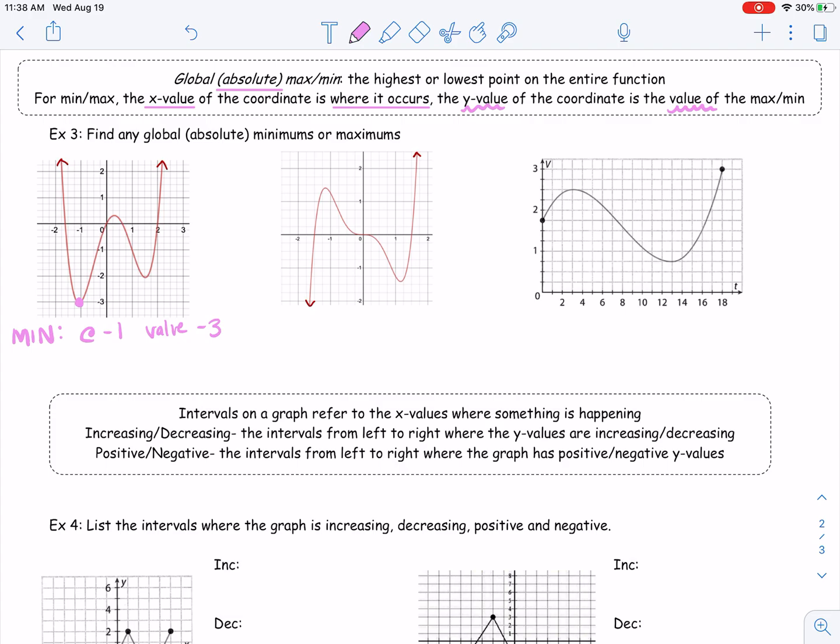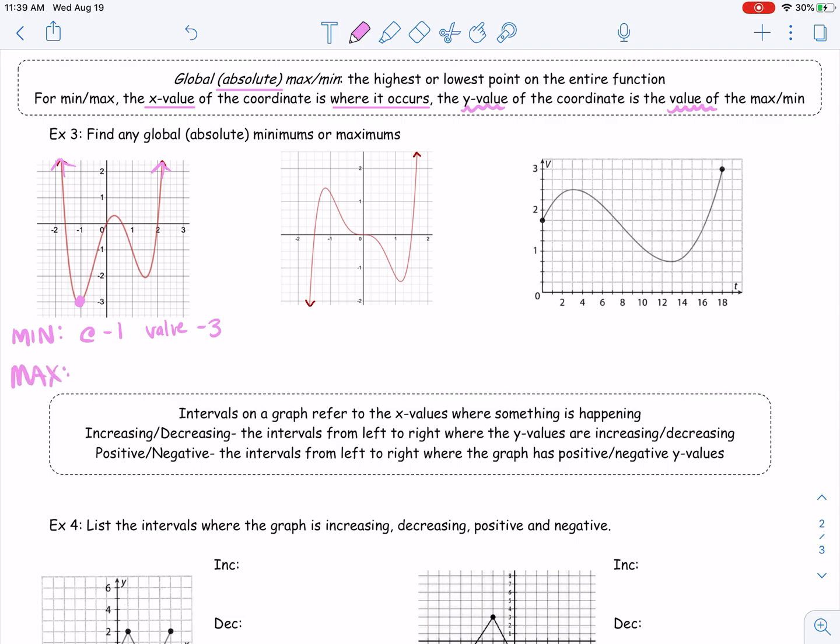Okay, so minimum, this is the lowest of the lowest point on the entire graph, right? Because on both sides, you have arrows pointing up. So they're going to keep on going up, up, up, up, up, and away. So the lowest point is located at -1. Its value is -3 because that coordinate location is -1, -3. Okay, now let's think about the maximum.